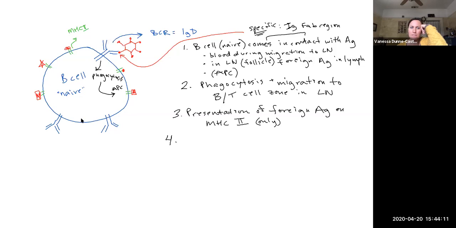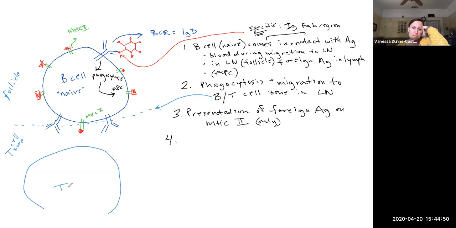Let's draw another one of these receptors down here. So let's say that this is that B and T cell zone, right? And here on the other side, if this is the follicle where the B cells are, this is the T cell zone. And we have an effector T follicular helper.